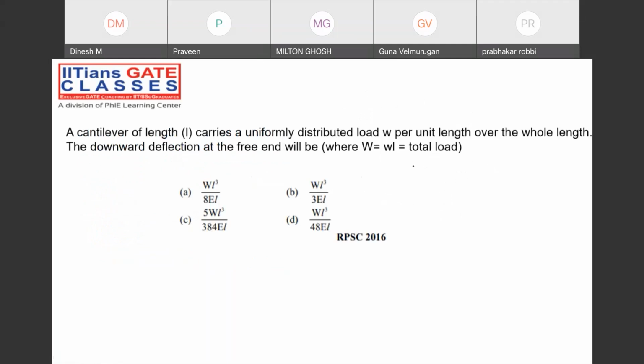What is the answer for this question? A cantilever beam subjected to uniformly distributed load over the whole length. What is the downward deflection at the free end? What will be the downward deflection at the free end? It's very simple. What will be the answer? A. Note down, very important.